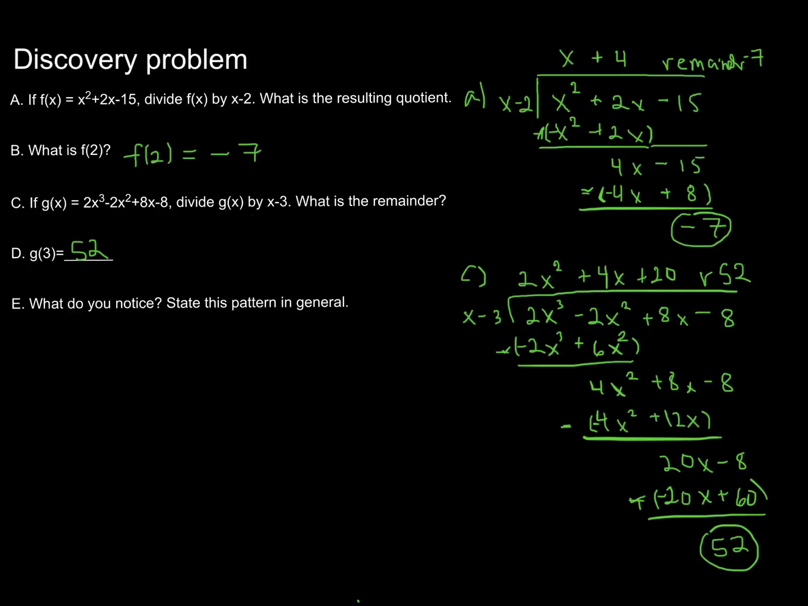Testing this out again, we divided this cubic by x minus 3. And when you plug in the value of the constant term, 3, you get 52, which is the same as the remainder. The pattern in general should go something like this. Anytime I have a polynomial and I divide it by some linear factor, x minus c, the remainder I get will be the same as the value when I plug c into the function.